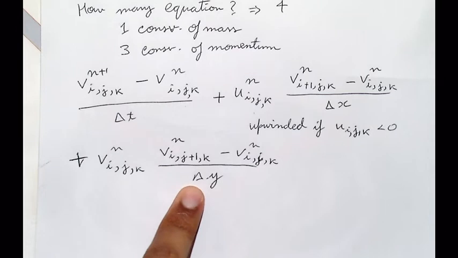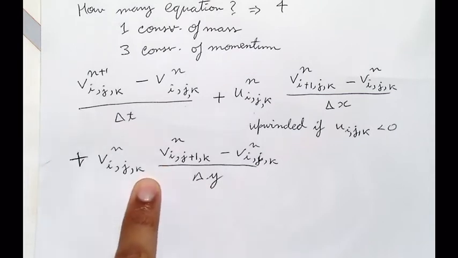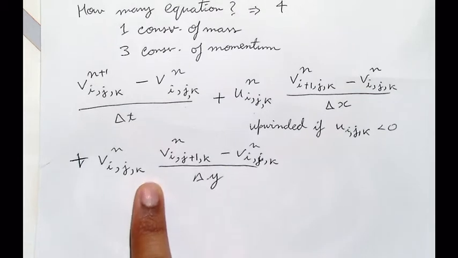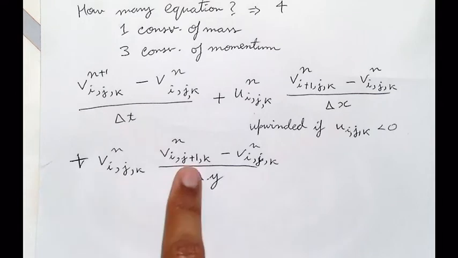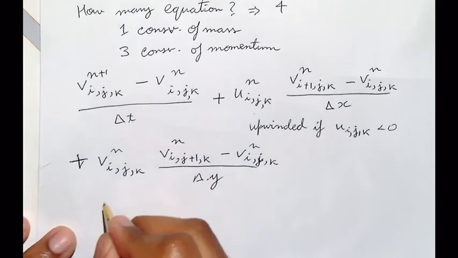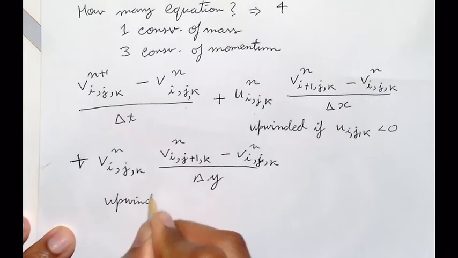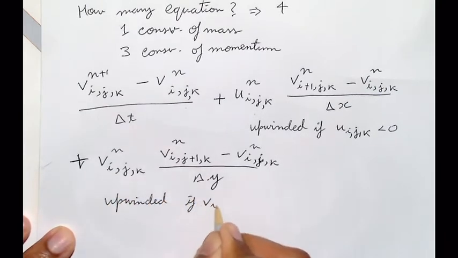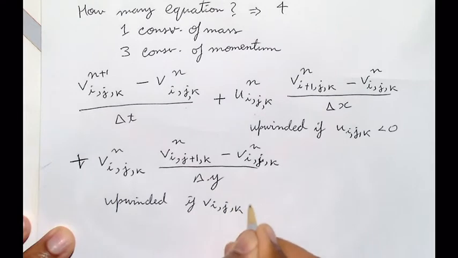Upwinded if V, I, J, K is less than 0, because information is coming from the positive direction. My right is left and left is right now. So if V, I, J, K is negative, it is upwinded.